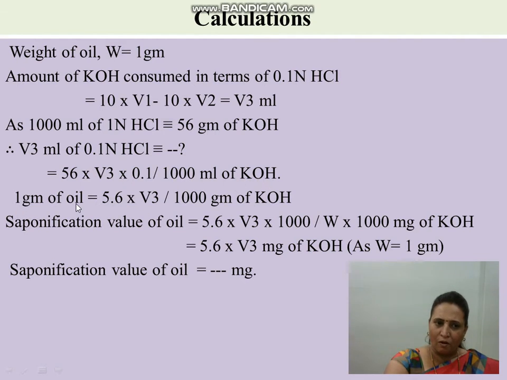So by using this formula you get the amount of KOH. Now as 1 gram of oil requires, or corresponds to, 5.6 into V3, this much divided by 1000 gram of KOH. From that you can calculate the saponification value of oil, which gives the formula this one. By putting the value of V3 you get the value of KOH. So the saponification value of oil is equal to whatever result is obtained from this; write it down here.